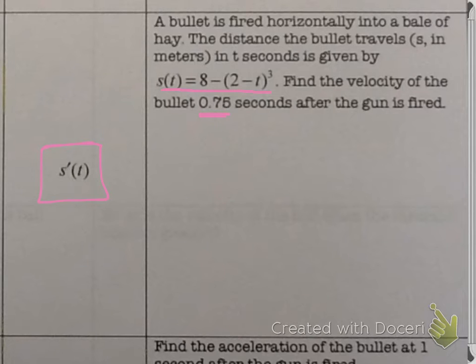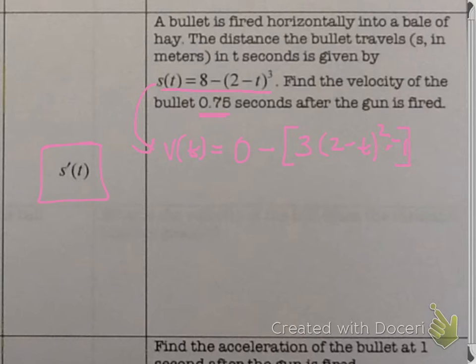So the first connection we need to make is that in order to get velocity in general, I have to take the derivative of this s function. So v of t is going to be the derivative of 8, which is 0, minus, and this is actually a little bit of a chain rule here, 3 times 2 minus t to the second power, times the derivative of 2 minus t, and that happens to be -1.